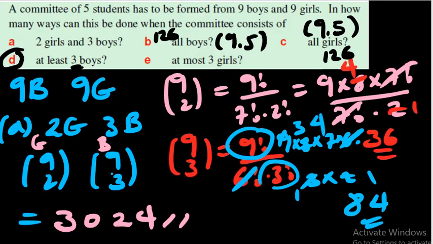Okay, the last case. What does it say? At most 3 girls. At most 3 girls means 3 girls and 2 boys, or 2 girls and 3 boys, or 1 girl and 4 boys, or no girls is even possible, because at most 3 means less than or equal to 3. So let us do it.